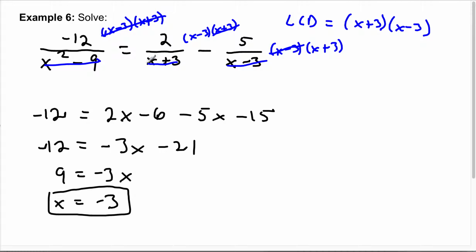But right here, x can't be negative 3. So if you don't check, this is what I consider, if you stop here, it would be wrong. The algebra is correct, but it doesn't work in the original equation, because when you plug in negative 3 here, it's going to give you a 0 in the denominator, so we can't do that. So this doesn't work because of this right here. So then the solution is the empty set or no solution.